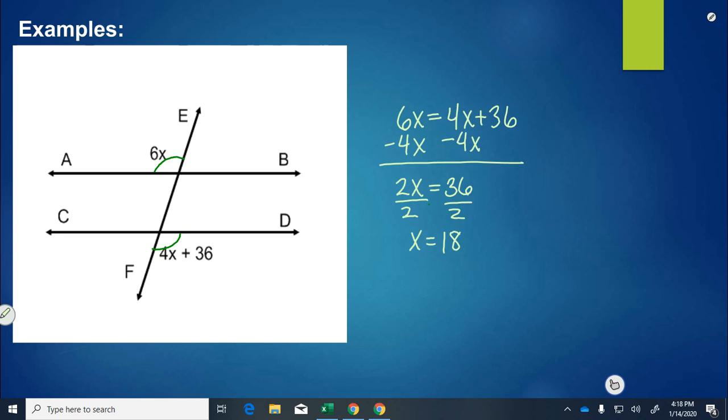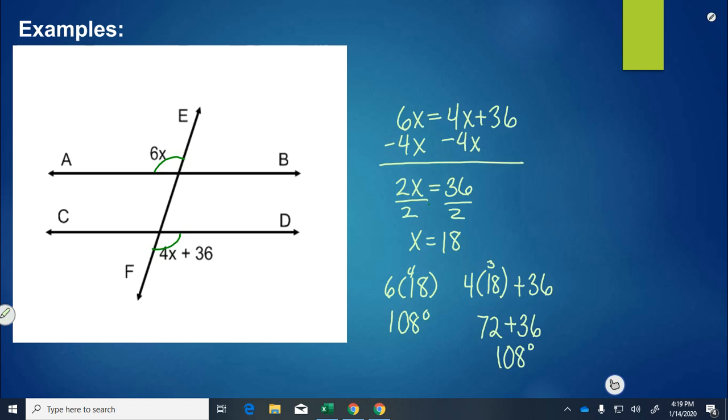So now I can plug that in and find my two angles. So 6 times 18 is 6 times 8, which is 48, and 6 plus 4 makes 10, so it's 108 degrees. I'm going to check it with the other one to make sure they really are the same and we didn't make any mistakes. So that's 4 times 18 plus 36. 4 times 8 is 32, carry the 3. 4 plus 3 is 7, so that's 72 plus 36. 2 plus 6 makes 8, and 7 plus 3 makes 10, so 108 is correct. So we got those two right. So all the obtuse angles are going to be 108 degrees.